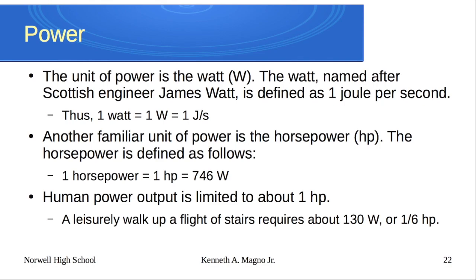Our more familiar unit, 1 horsepower, is equivalent to 746 watts. A human can do about 130 watts of power just walking up a flight of stairs, so it's about 1/6 of a horsepower. If a human runs up the stairs as fast as they can, they probably peak out around 1/2 of a horsepower for a normal size human. Again, that's you having to move your mass against gravity up a certain height, a certain change in potential.